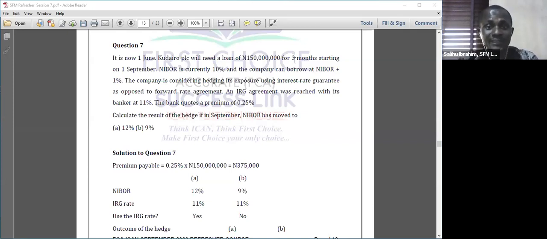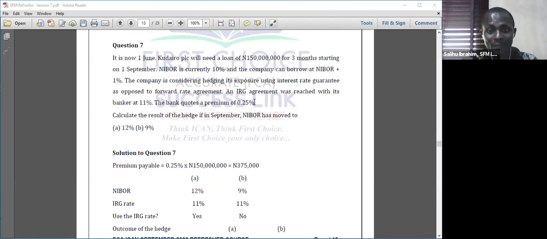The company is considering hedging its exposure using interest rate guarantee, as opposed to forward rate agreement. An IRG agreement was reached with its banker at 11%. The bank quotes a premium of 0.25%. Calculate the result of the hedge if in September NIBOR has moved to 12% and 9%.